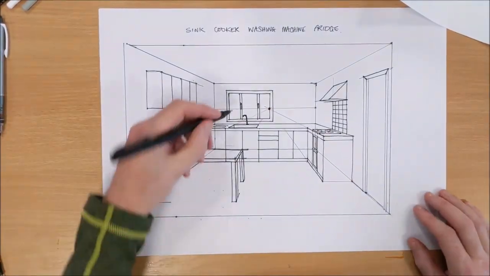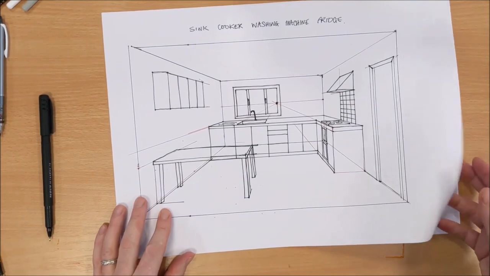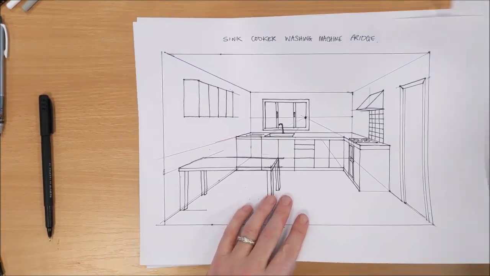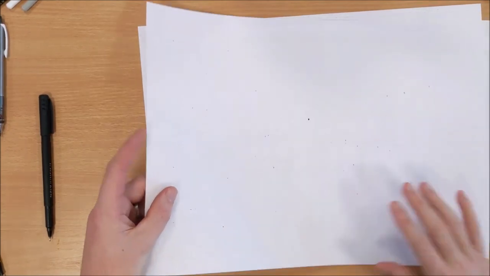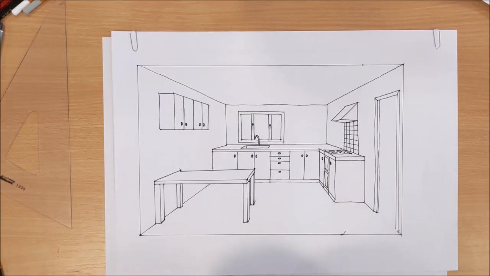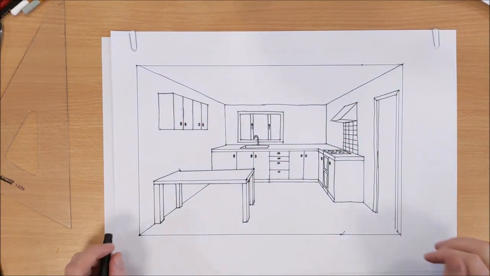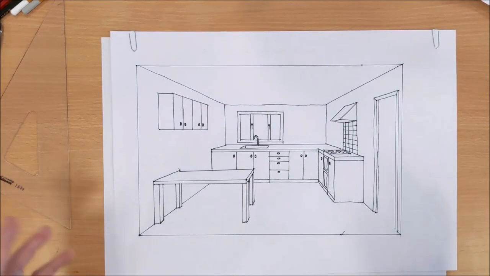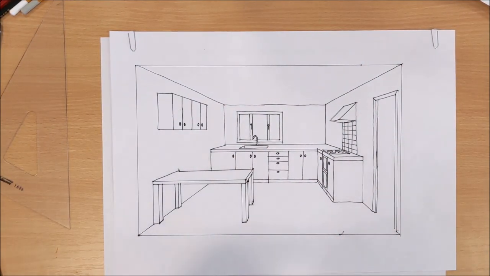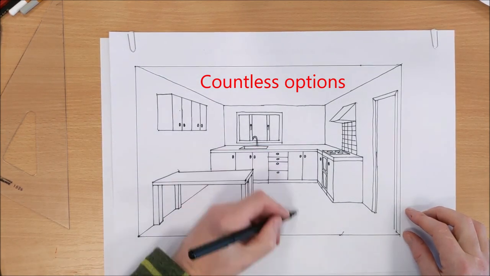You can add loads, you can even add little curtains, but it's looking a bit messy just now, so take your second sheet of paper, place it over the top and trace it so it looks good. Then you can colour it in, and you could even make photocopies and try different colour schemes for the walls. You can add tiles to the floor. Dead easy to add tiles to the floor. Remember, everything just comes back from the vanishing point.